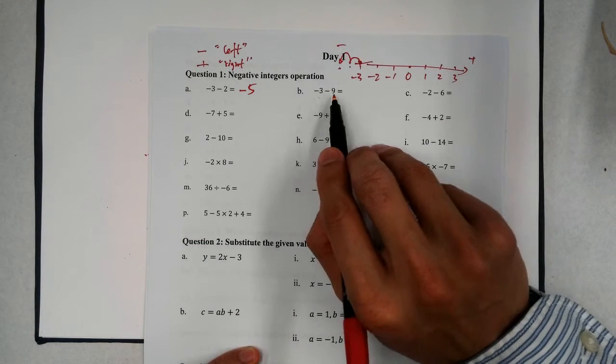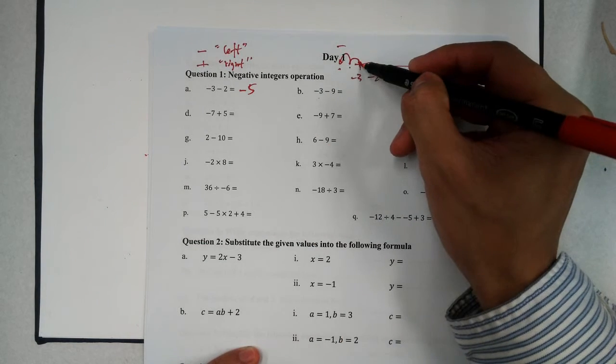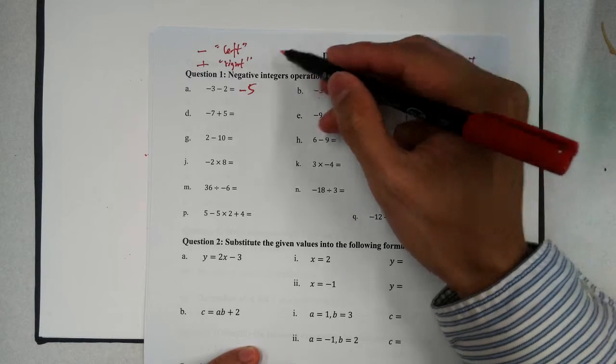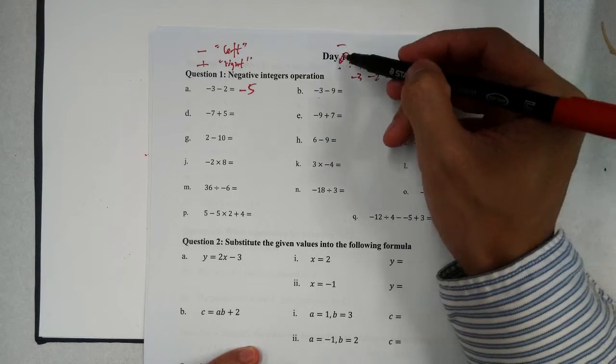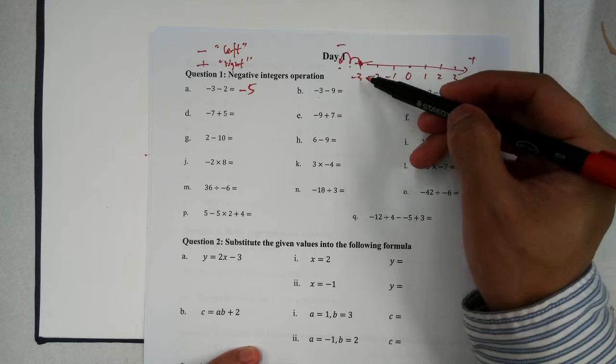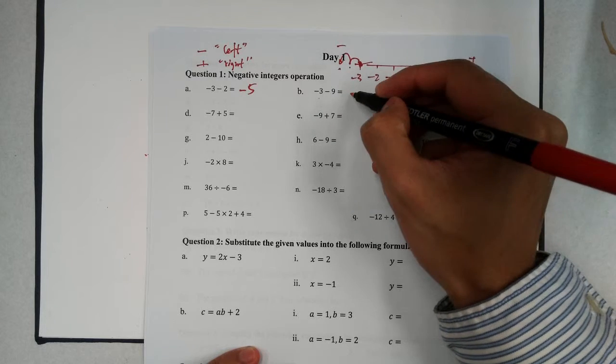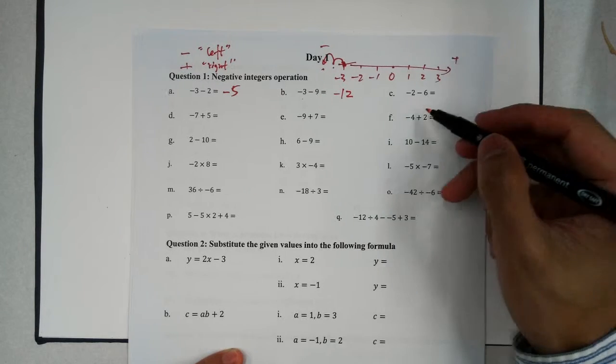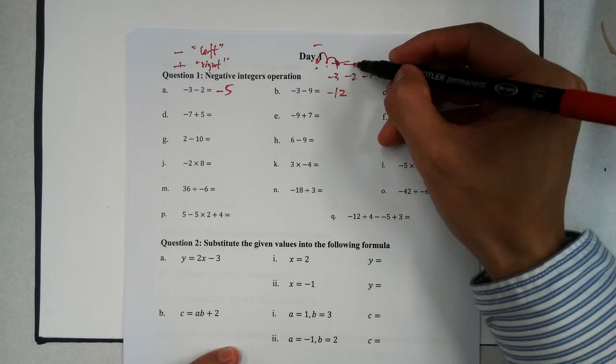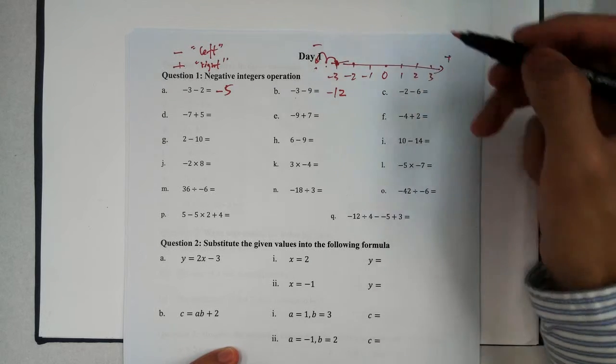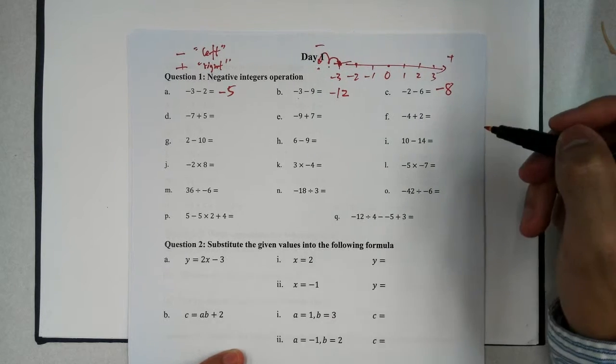Negative 3 minus 9. So negative 3 was here, then move 9 to the other end. We know the more left we move, the bigger the negative number is. So it should be negative 12. And negative 2 minus 6. Negative 2 was here, and minus 6: 1, 2, 3, 4, 5, 6. That will be negative 8.